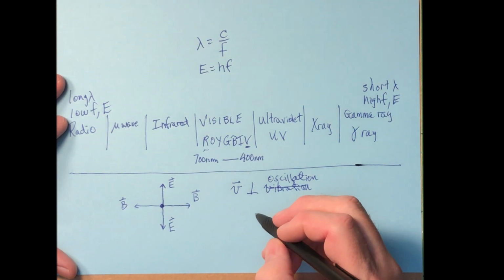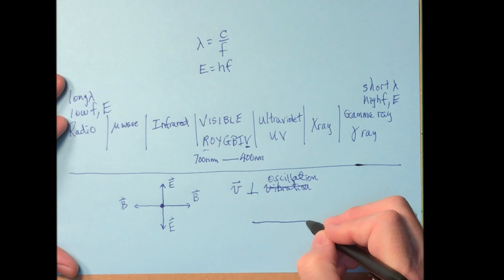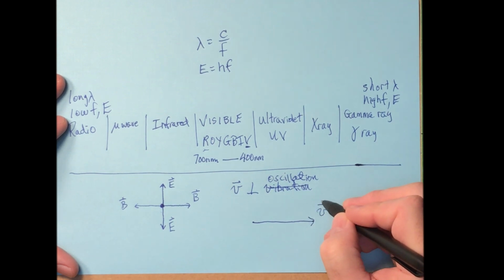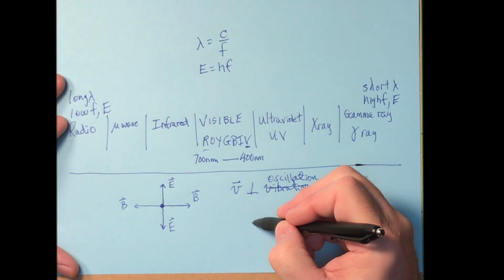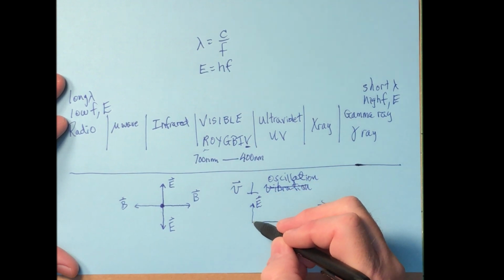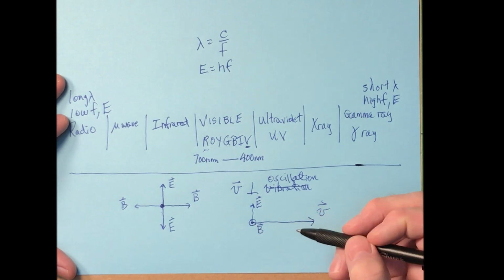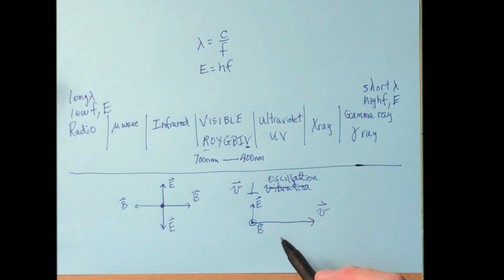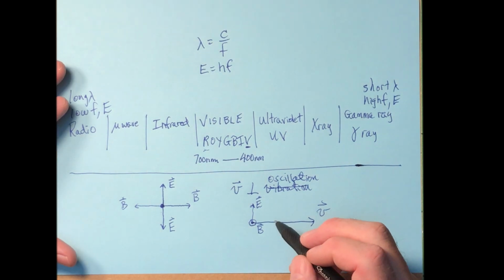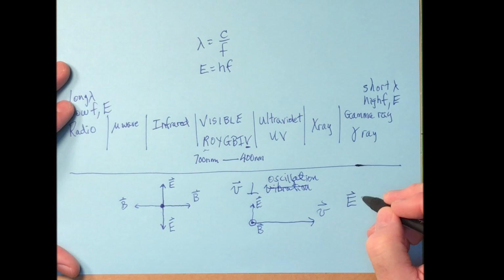So let's draw that a different way then. Let's say that we have a photon that is traveling in this direction with a velocity v. Well, the electric field could be in that direction. The magnetic field, though, is going to be out of the plane of the paper. Now, you can always tell the direction of travel by a cross product. In other words, E cross B tells you the direction of travel.